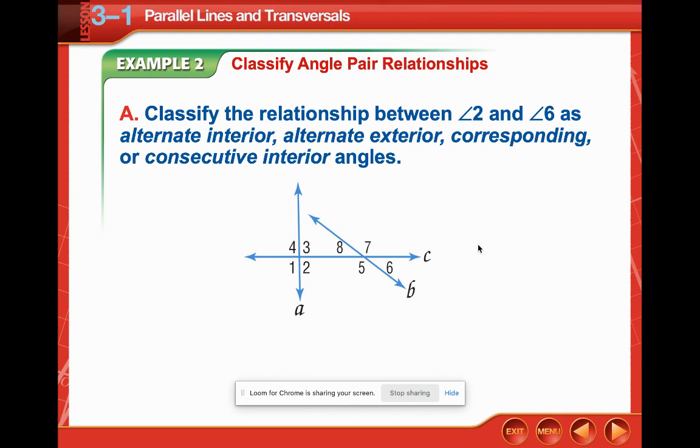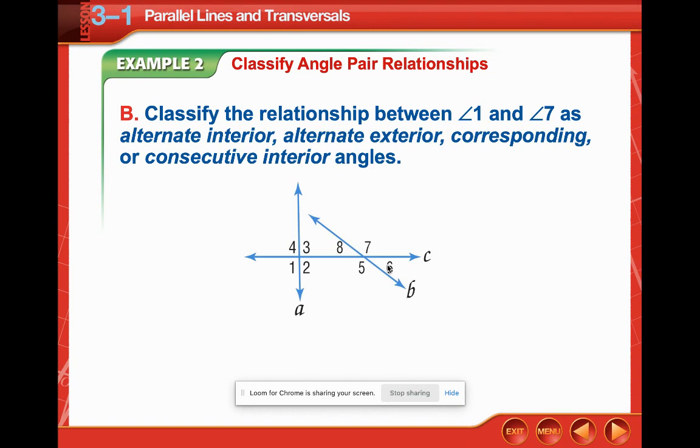Classify the relationship between angle 2 and angle 6 as alternate interior, alternate exterior, corresponding, or consecutive interior. So we've got C as our transversal, and 2 and 6 are not alternate interior because 6 is not an interior angle, and not alternate exterior because 2 is not an exterior angle. They could be corresponding, and they're not consecutive interior because 6 does not appear to be an interior angle. Let's check. So it's corresponding. As you can see, they're both on the same side of C and on the same side of A or B.